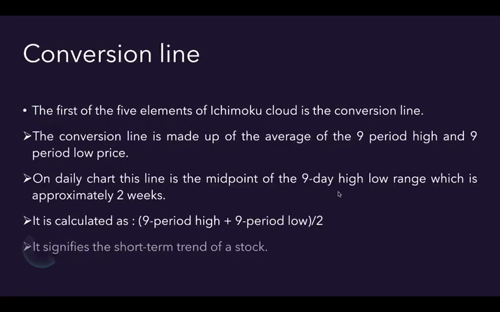Well, now let's talk about the different lines. The first and foremost is the conversion line. The conversion line is made up of the average of the 9-period high and 9-period low price. So if we analyze a stock on a daily chart, this line is the midpoint of a 9-day high-low range, which is approximately 2 weeks. And how is it calculated? It is calculated as a simple average of the 9-period high and 9-period low prices. What does it signify? Because it's a small period line, it signifies the short-term trend of a stock.